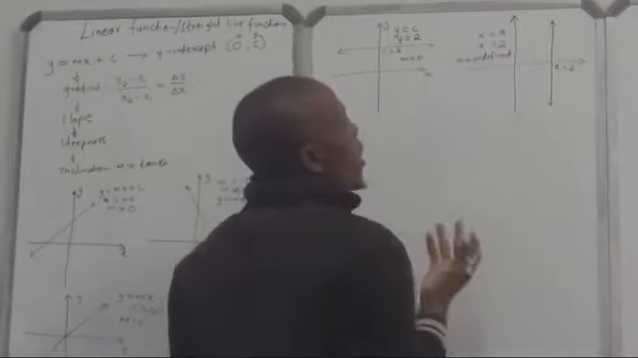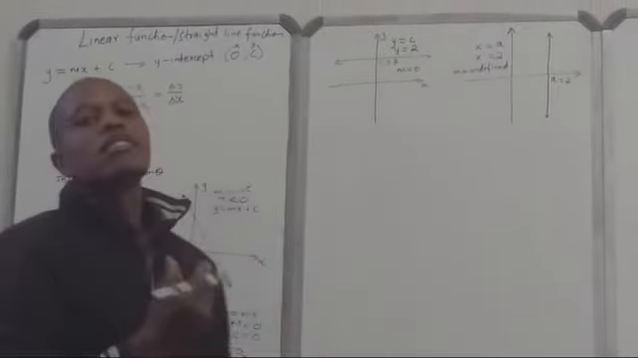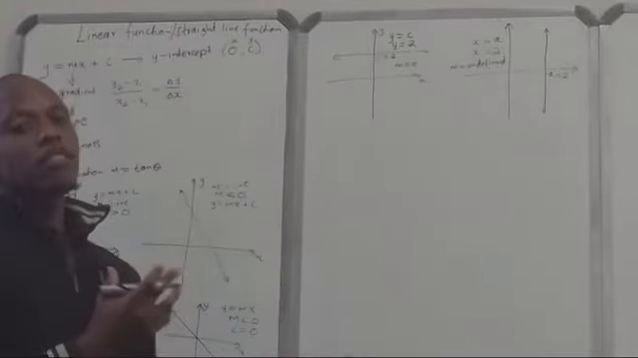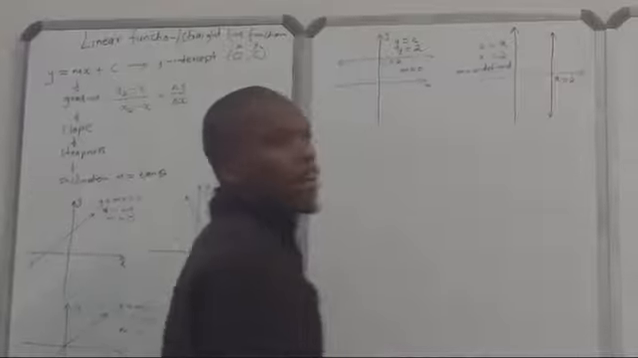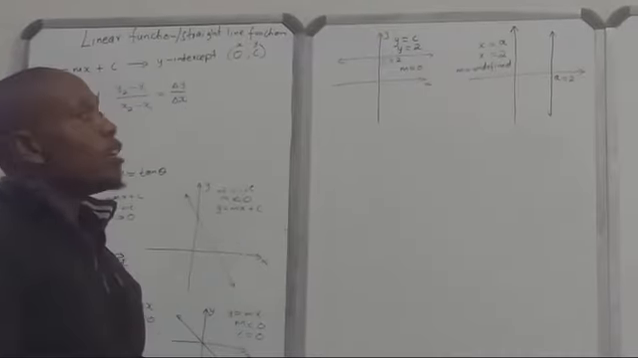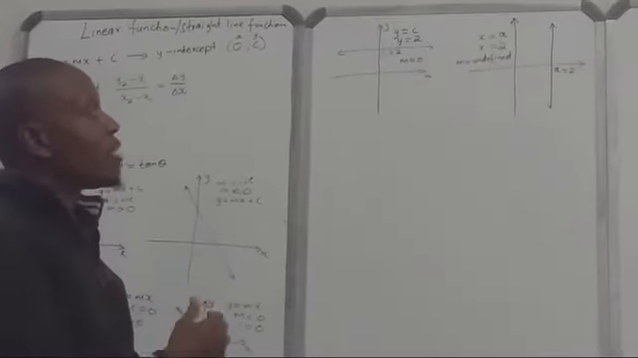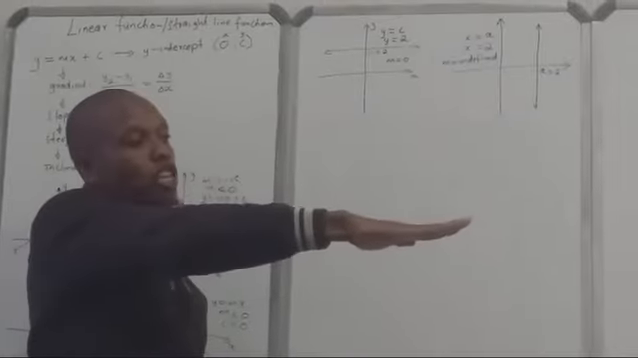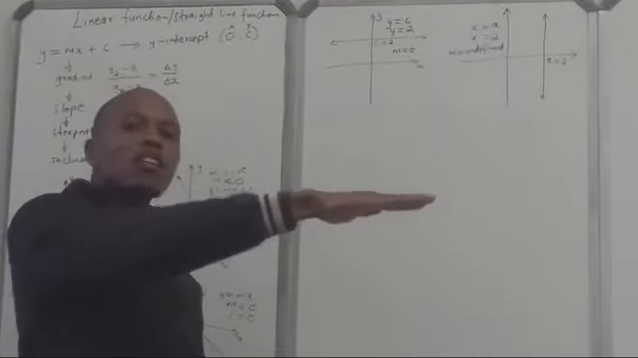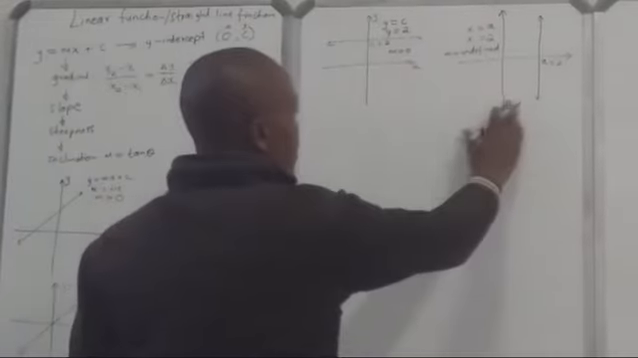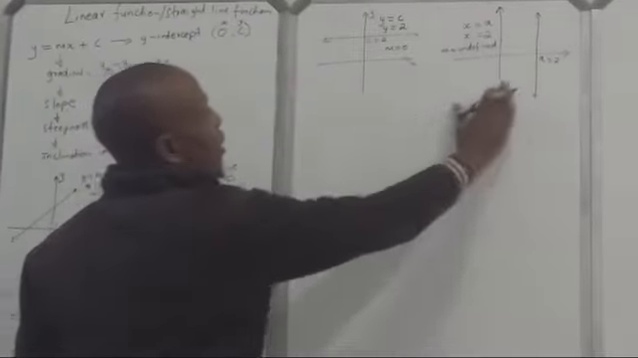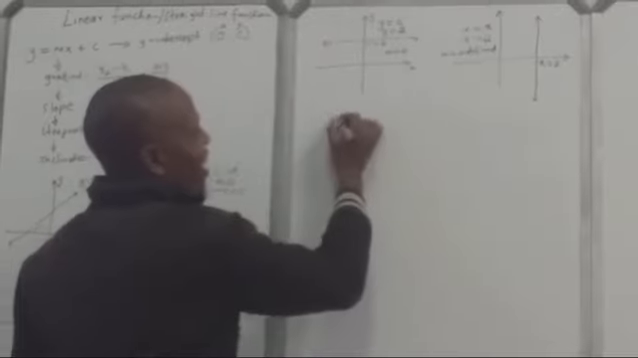Remember, the gradient describes the steepness of the graph. So a line that is vertical, the steepness is not 0, but is undefined. But if it's horizontal, then the steepness is 0. The gradient is 0. All right.